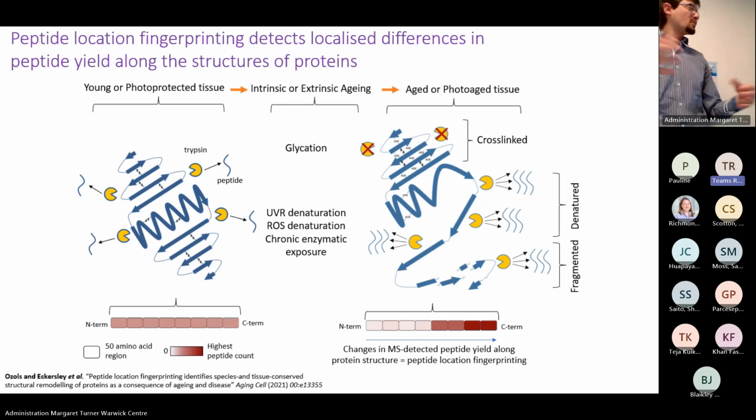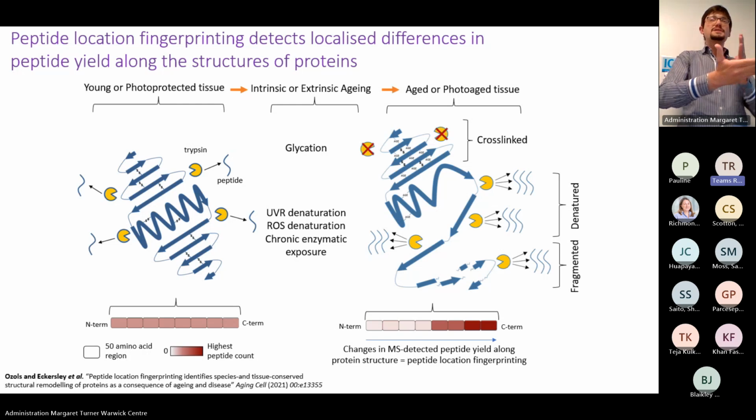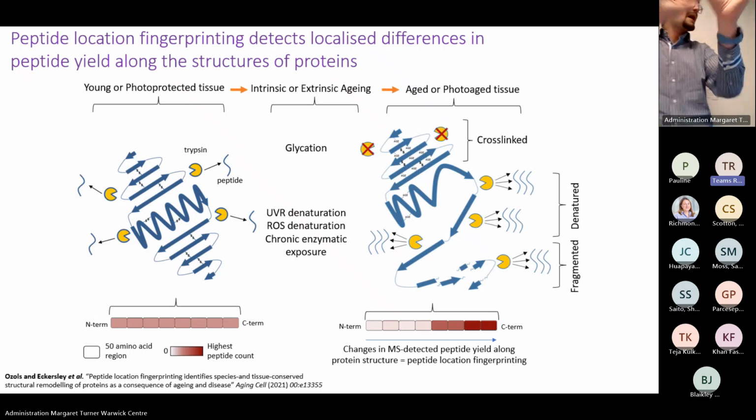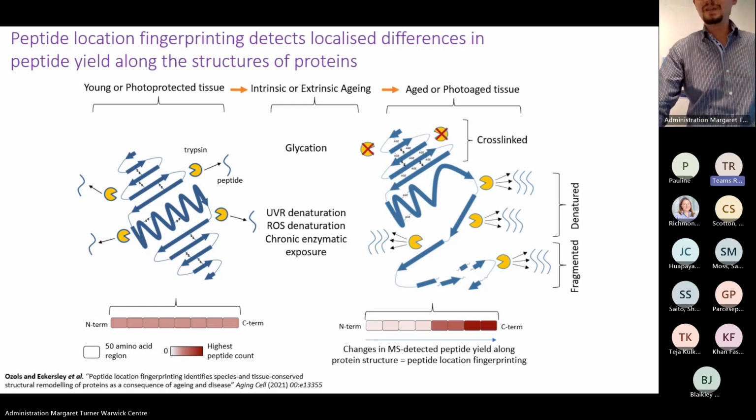Similarly with MMPs, so proteases that you are chronically exposed to. If you're a long-lived protein, you get fragmentation, and those fragments are more soluble, easily cleaved by trypsin, so you get more peptides. And so what that means is that the pattern of peptides across the whole structure of a protein changes in one context versus another context, whether that's younger age or fibrotic, non-fibrotic, or any kind of comparison that you're doing. And that's the whole concept of peptide location fingerprinting, which is what we've been developing.